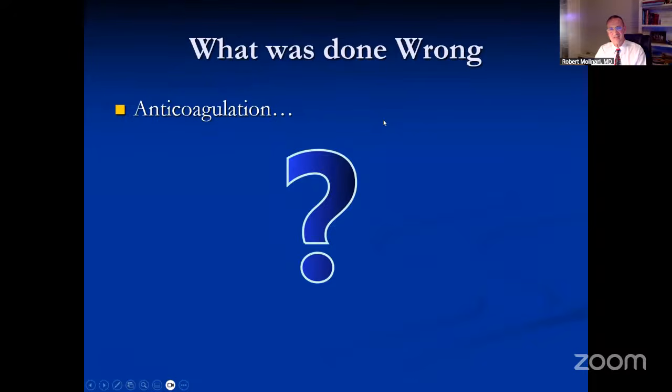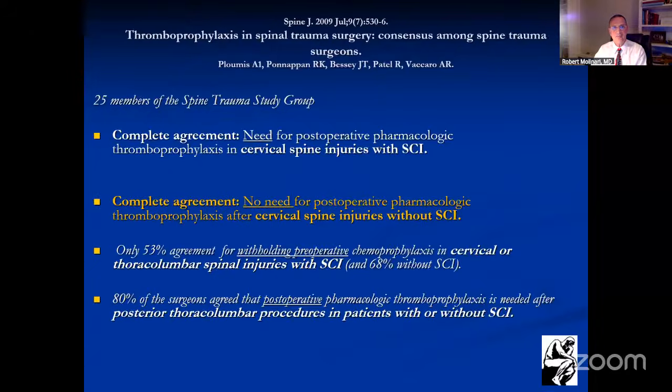But I look at this and I say, what was done wrong here? We imaged this patient right away. We took her right to surgery. We got her right up. What was done wrong? And what about the whole concept of using chemoprophylaxis and prophylaxis in trauma patients?